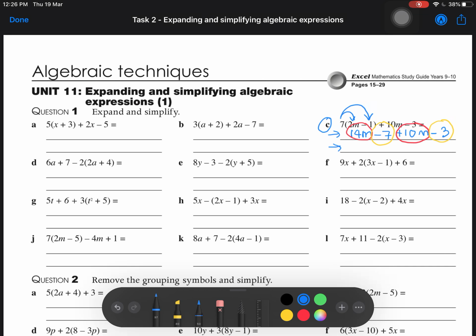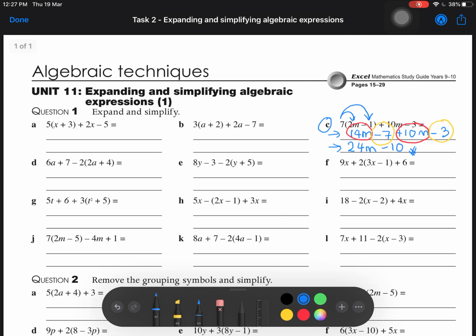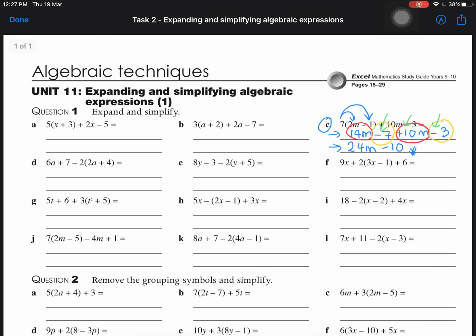Okay, so now what I'll get is 14m plus 10m, so that's 24m, and then -7 minus 3, that is -10. Done. That's how we solve the question. Okay, so for question 1, this is the method that you have to do, and please do bear in mind that the sign belongs to the number after it. You see, like this. Okay, done.